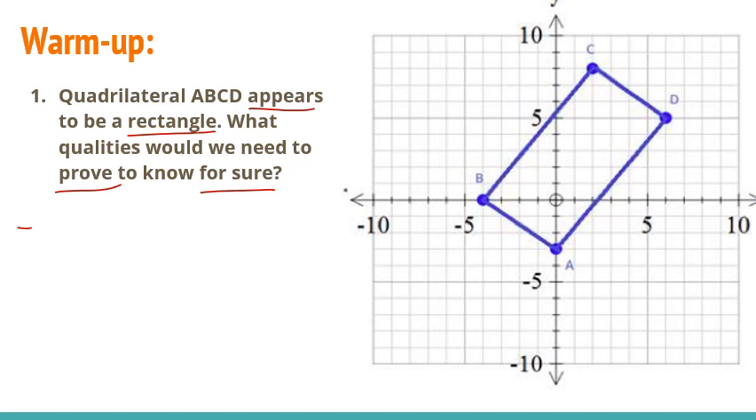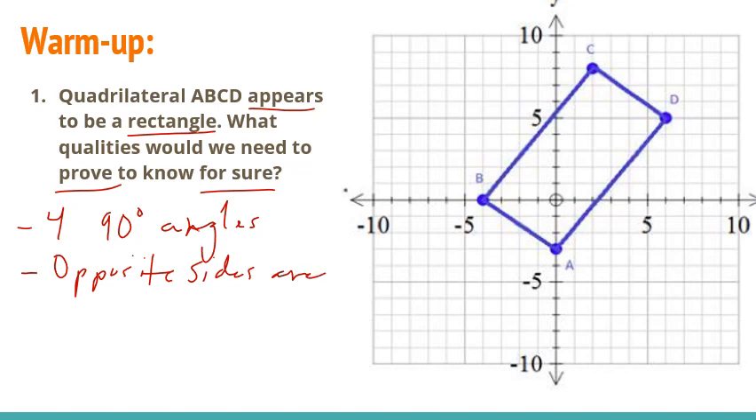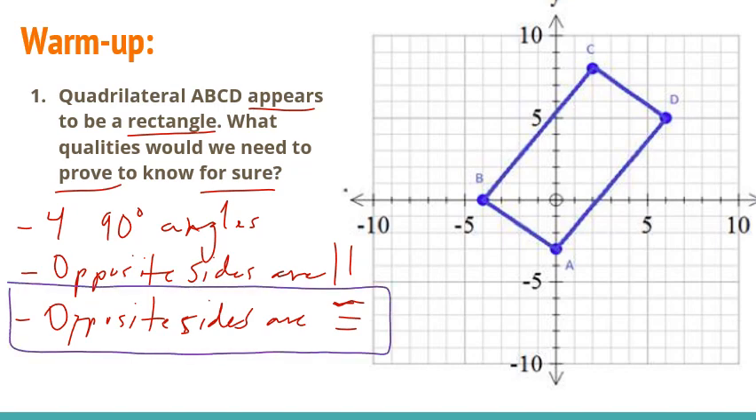Well, we know that it should have four 90-degree angles, right? We know that opposite sides are parallel in a rectangle. We also know that opposite sides are congruent in a rectangle. So these are the things we would all eventually have to be able to prove to make certain that this is a rectangle. Today we're just going to focus on proving that opposite sides are congruent.